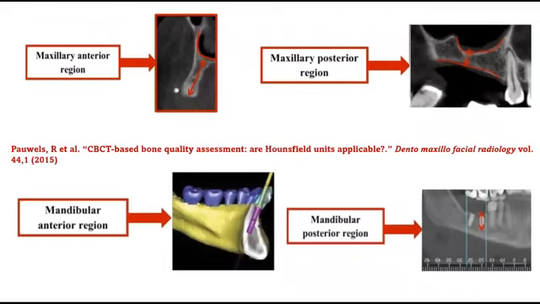The height assessment in the maxillary anterior region extends from the crest to the inferior border of the nasal fossa, and in the posterior region, it is from the floor of the maxillary sinus to the crest of the alveolar ridge. Likewise, in the mandibular anterior region, it is from the crest of the alveolar ridge to the inferior border of the mandible, and in the posterior region, it is from the crest to the superior border of the mandibular canal.